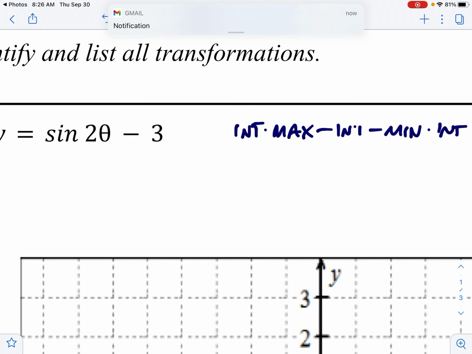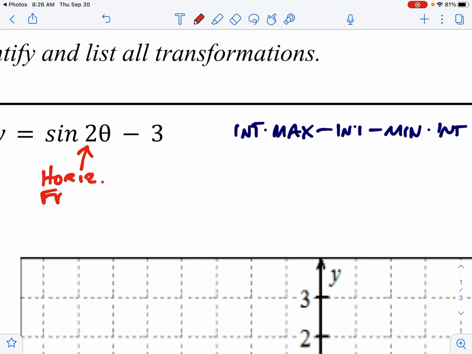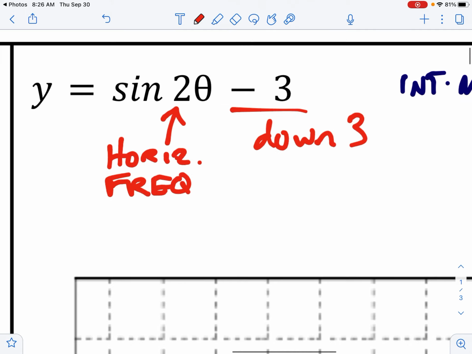Now I want to look at what my 2 transformations are. In this particular problem, I have a horizontal compress, which in this case we call frequency change, and then I also have a downshift of 3. All right, so how does this frequency change affect the graph?